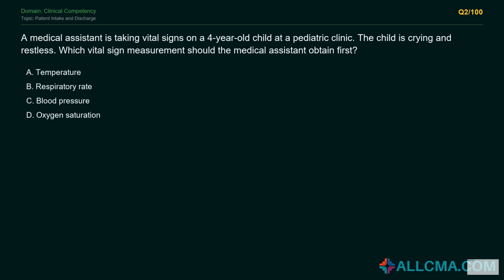Question 2. A medical assistant is taking vital signs on a 4-year-old child at a pediatric clinic. The child is crying and restless. Which vital sign measurement should the medical assistant obtain first? Option A. Temperature. Option B. Respiratory rate. Option C. Blood pressure. Option D. Oxygen saturation.